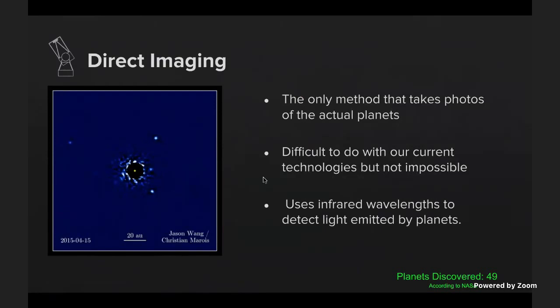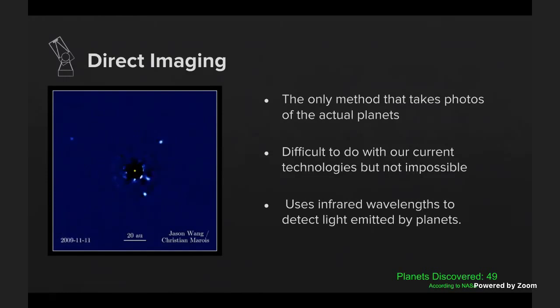The best way to learn about an extrasolar planet is to look at it directly. Unfortunately, that is quite difficult to do, but it is not impossible. Current technologies can detect exoplanets directly, but only in some cases and with very low resolutions.